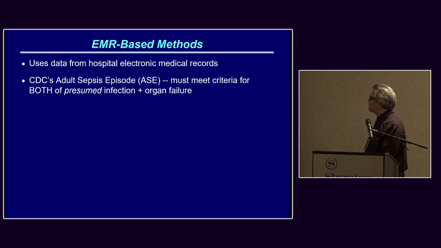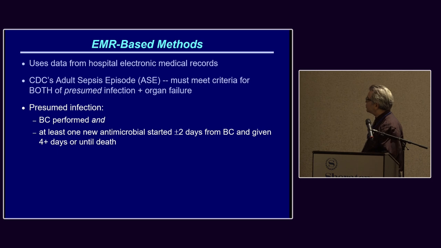Okay. So the electronic medical-based systems, methods or algorithms use data from EMRs. The most common one and the first one and the most well-studied one is the Center for Disease Control's ASE, Adult Sepsis Episode Definition. So you have to meet a criteria for both a presumed infection and an organ failure. The presumed infection is that you had a blood culture performed, not that it was positive, just performed, and that you had at least one antimicrobial started within a certain number of days from the blood culture and given for at least 4 days or until you die.